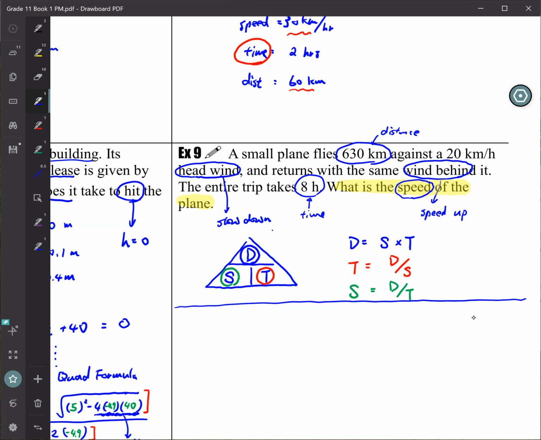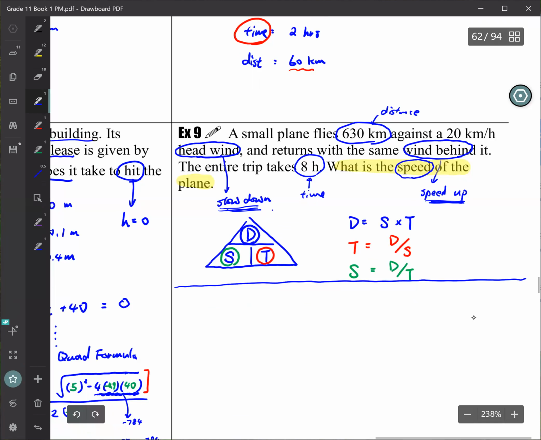Let's look at each of the numbers, okay? Because you have two trips, right? One is the slower trip with the headwind. The other one, we call that the tailwind, right? It will speed up. So one is going, one is returning.